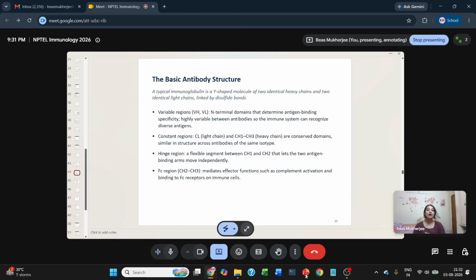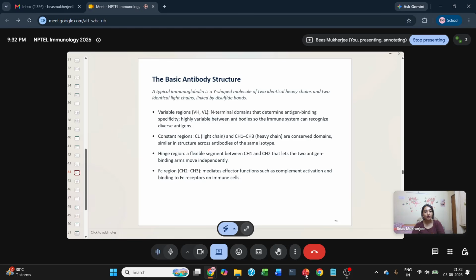Okay. Then we come to the hinge region, a flexible segment between CH1 and CH2 that lets the two antigen-binding arms move independently. That is called the hinge region. The Fc region, CH2 and CH3, mediates effector functions such as complement activation and binding to Fc receptors on immune cells. So these are the effector functions of this Fc region.